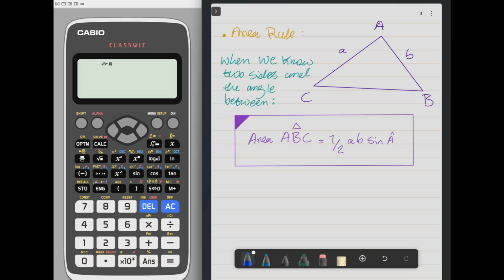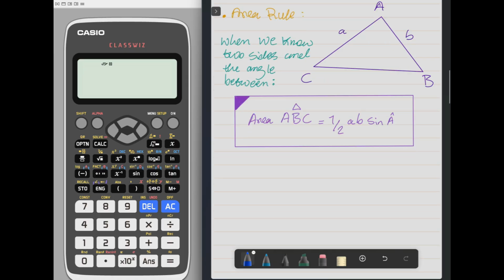And the last one, the area rule. The area rule, guys, is all about knowing, again, two sides and the angle between them. If you know two sides and the angle between them, you can find out, one, the third side, and two, the area of the triangle. How? When we know two sides and the angle between, the area of triangle ABC is going to be 1 over 2 AB times sine angle A.